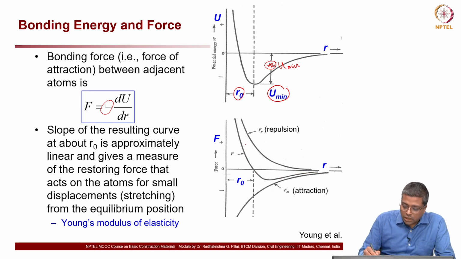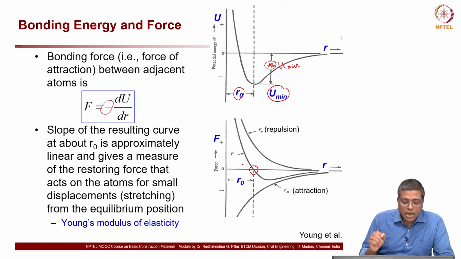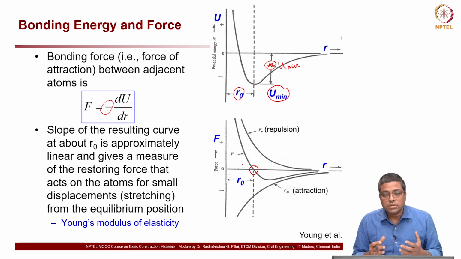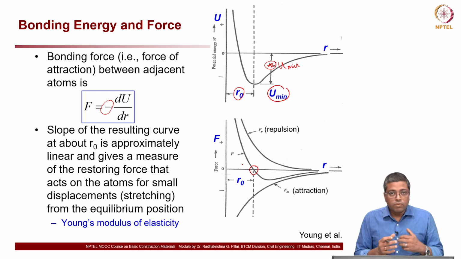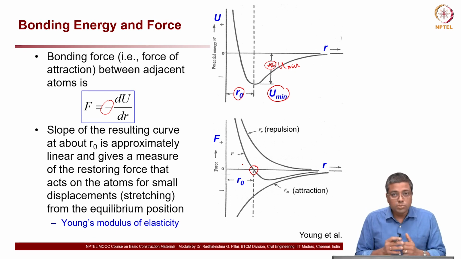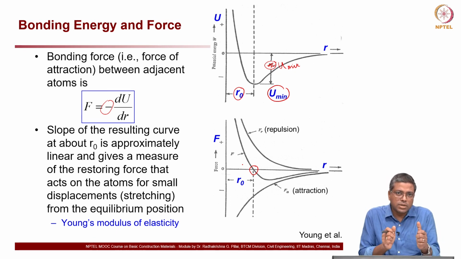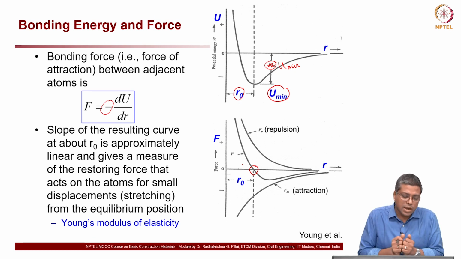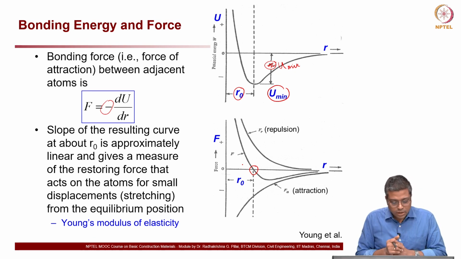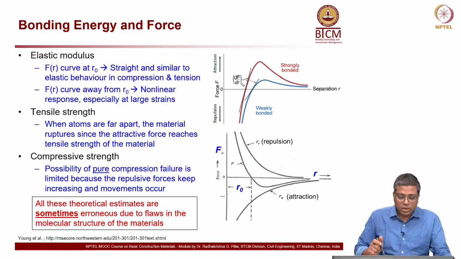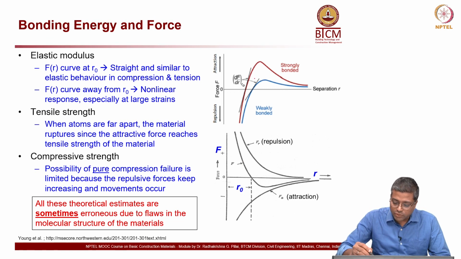Now, the slope of this curve at this point, that is at R0, is approximately linear and gives a measure of the restoring force, or the reaction that acts on the atom for small displacement. So, when you stretch a little bit, there will be a reaction to keep the material together, and that is the force being represented. I will show this more clearly on the next slide. Here you can see on the top right sketch very clearly the dF by dR which we are talking about.